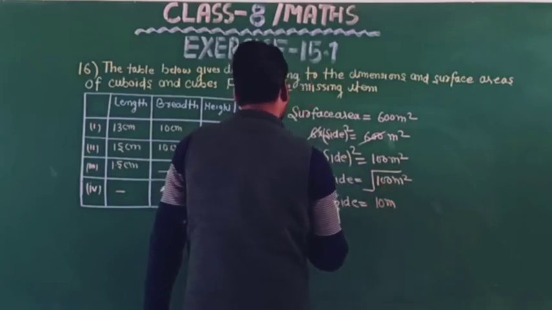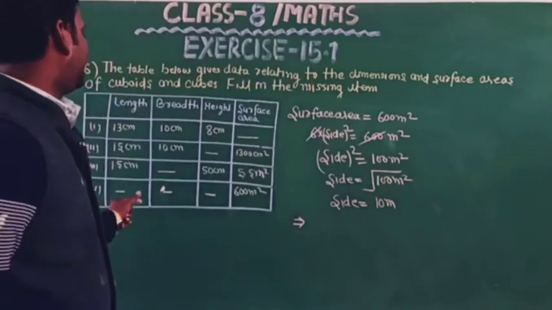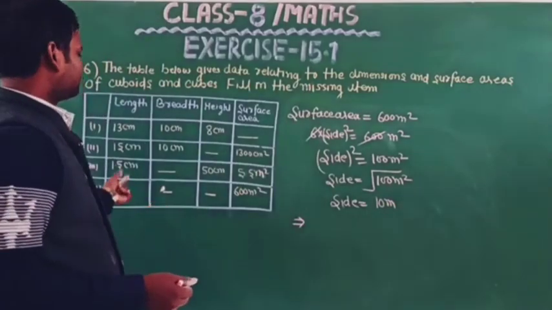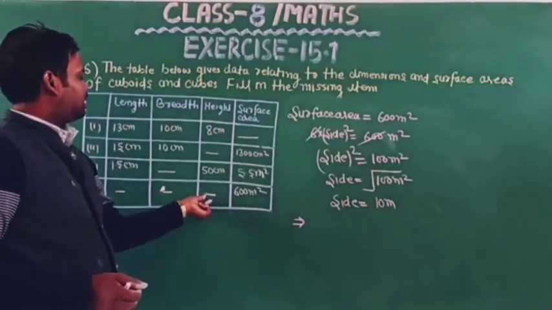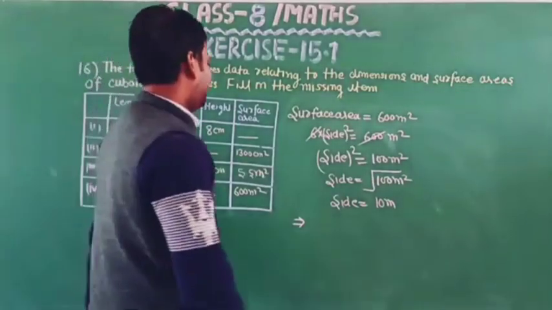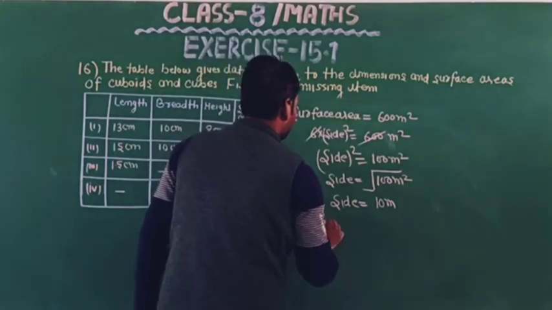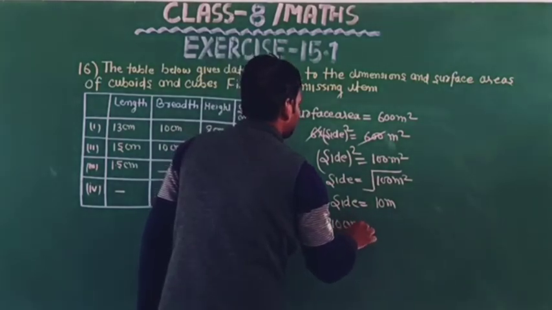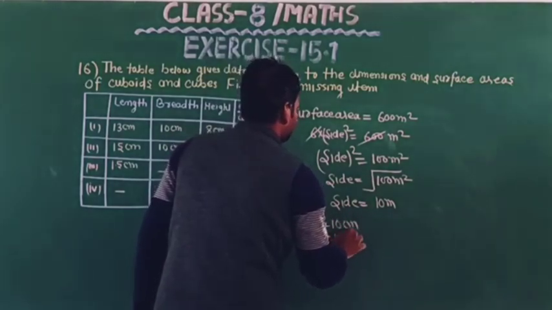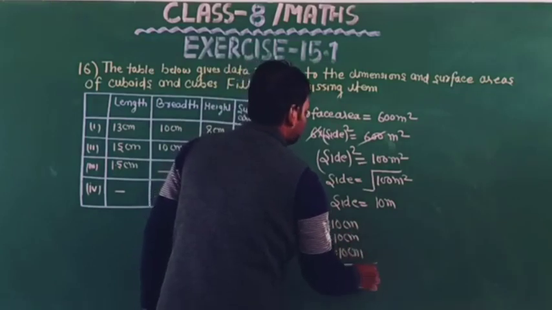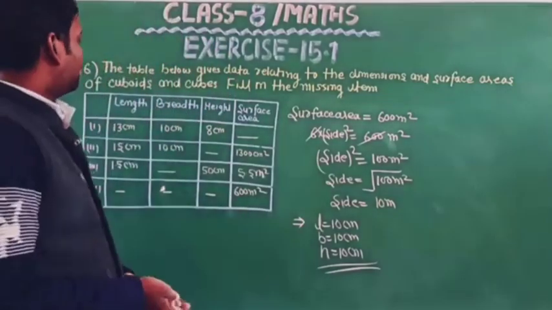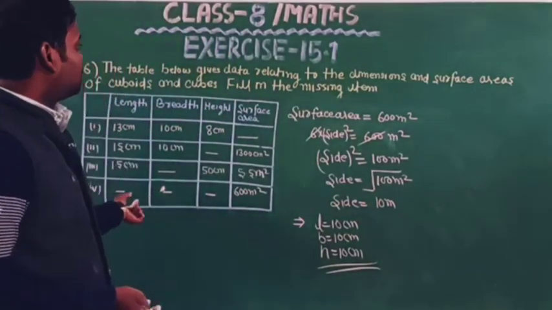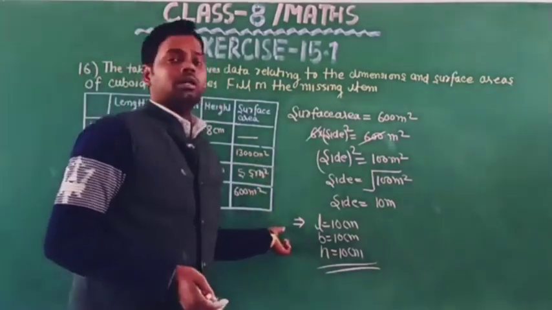So this implies the length, breadth and height are the same. So length is 10 centimeter, breadth is 10 centimeter, and height is also 10 centimeter. So this is the solution of question number 16 of exercise 15.1.